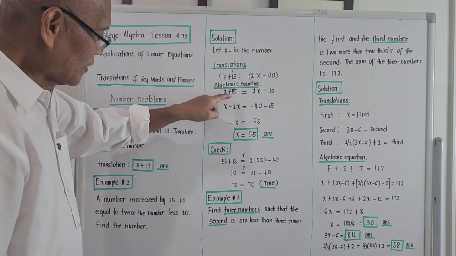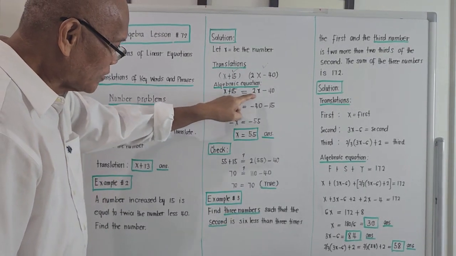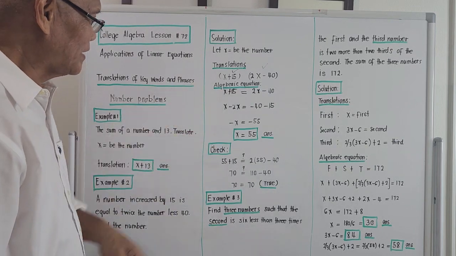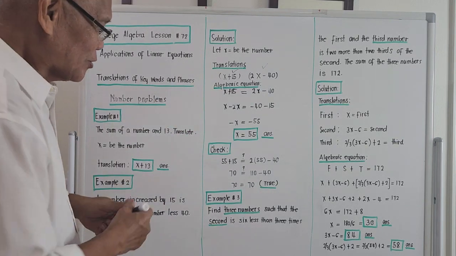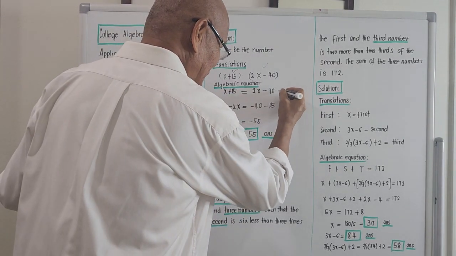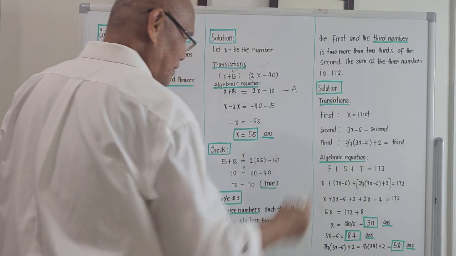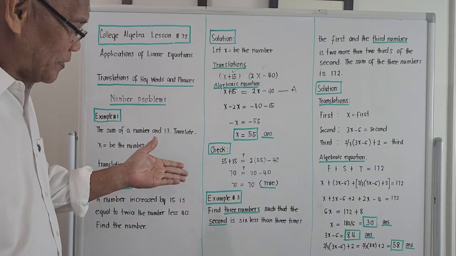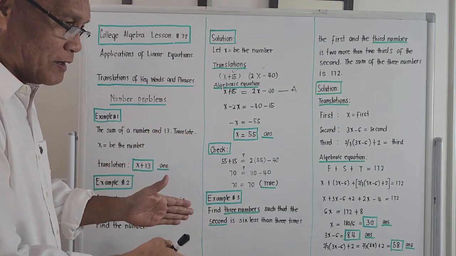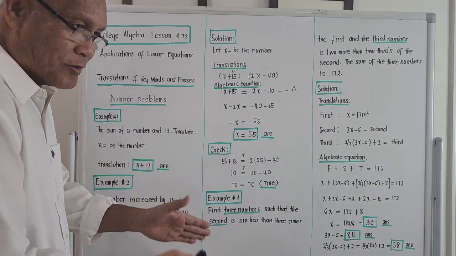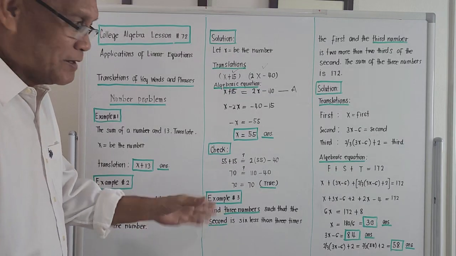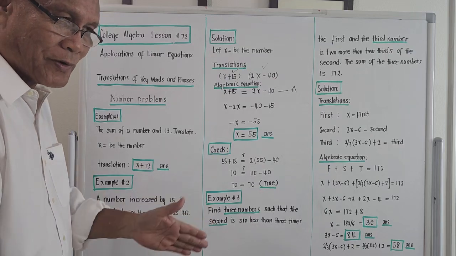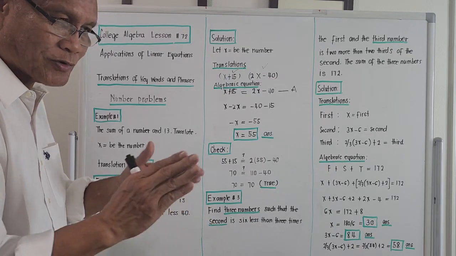The number increased by 15 is equal to twice the number less 40. Okay, we brought out the algebraic expression already. So this is now algebra, right? To solve for the number, we apply our knowledge on how to bring out the solution of a linear equation. The only unknown is x, so by using our knowledge of the fundamental operations and simplification, we can solve the problem.